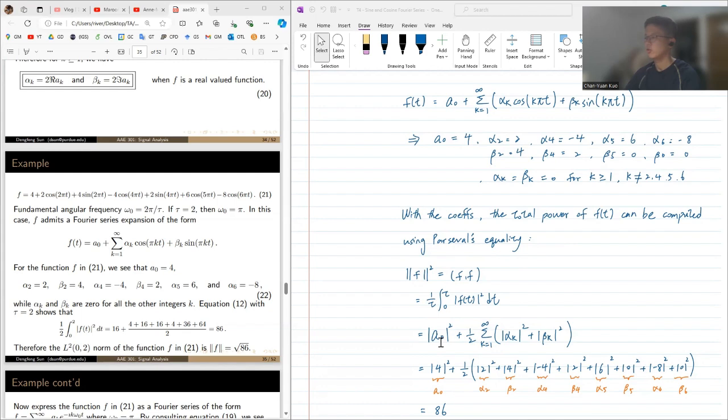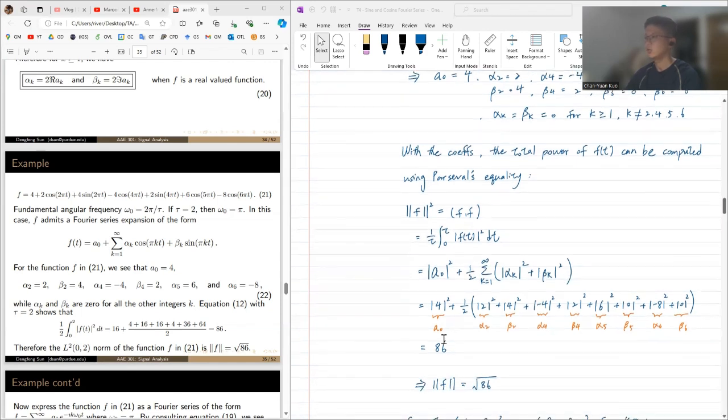And we know the values of each of these coefficients. So now we just substitute those values into this expression. And in the end, you will see that the total power of this function f is equal to 86. And that means the norm of this function f is equal to the square root of 86.